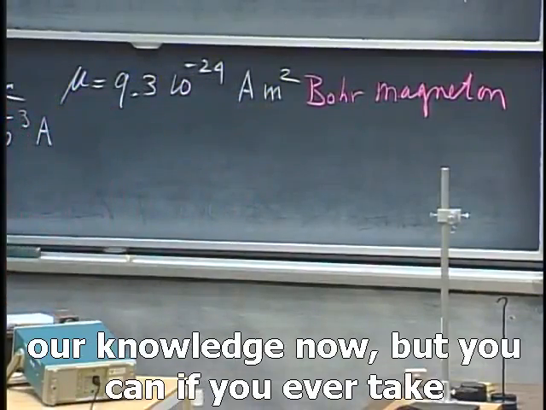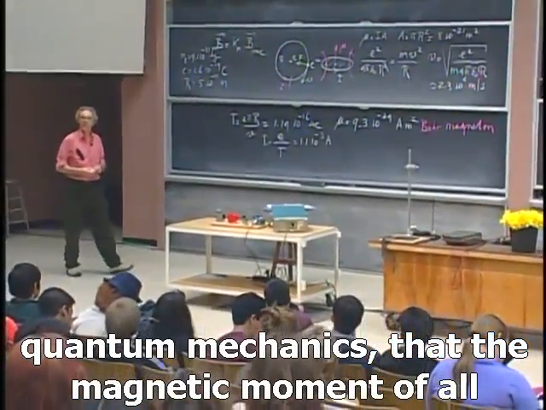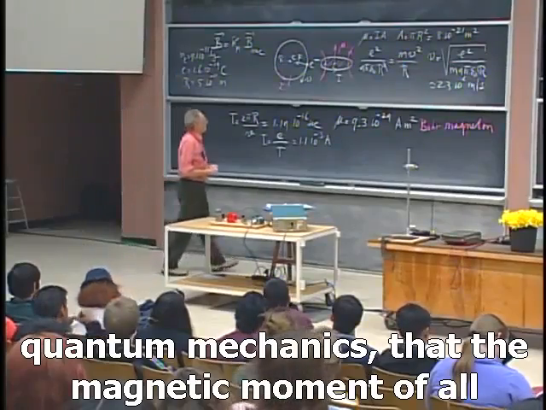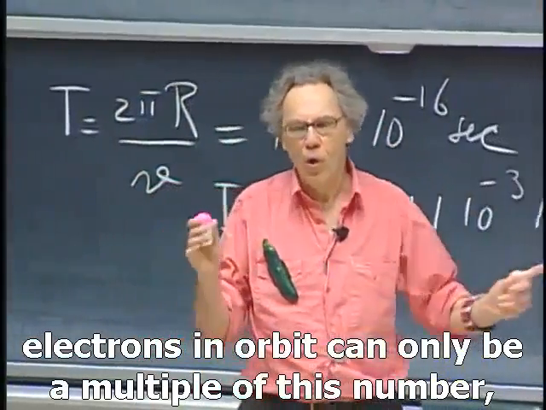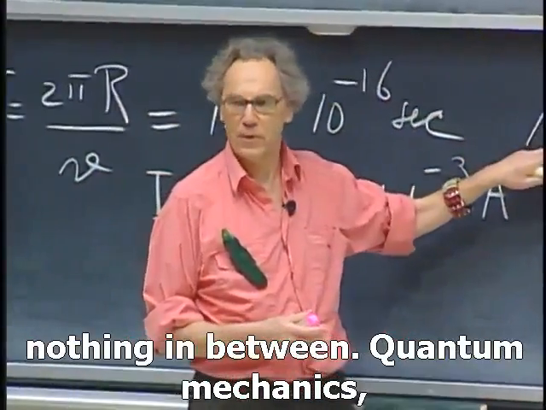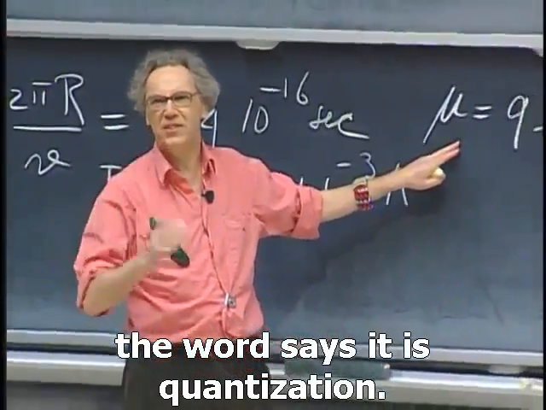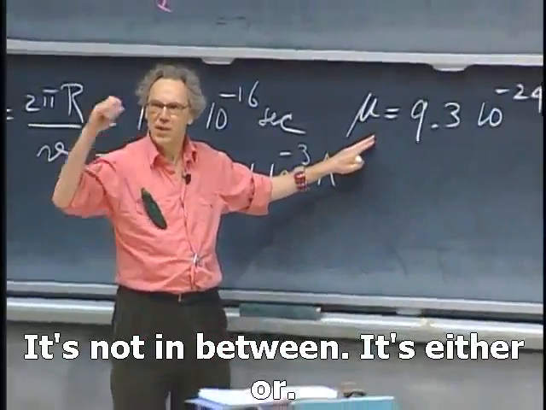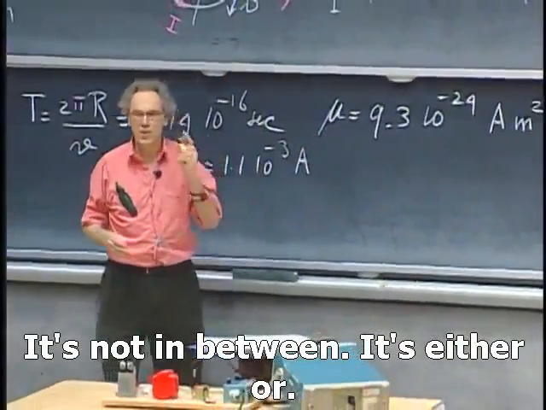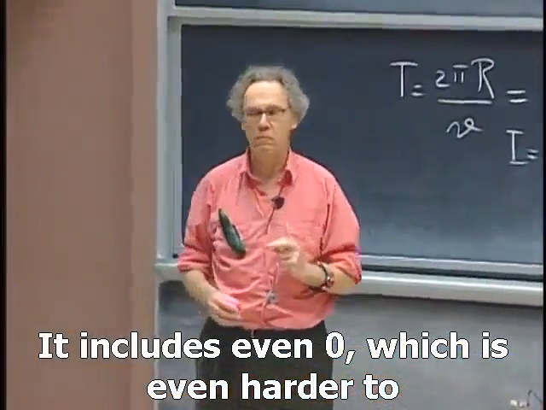What we cannot understand with our knowledge now, but you can if you ever take quantum mechanics, is that the magnetic moment of all electrons in orbit can only be a multiple of this number. Nothing in between. Quantum mechanics, the word says it, it's quantization. It's not in between, it's either or. It includes even zero, which is even harder to understand, that it can even be zero.